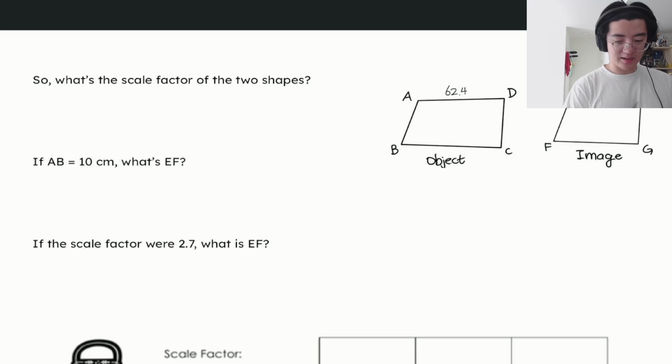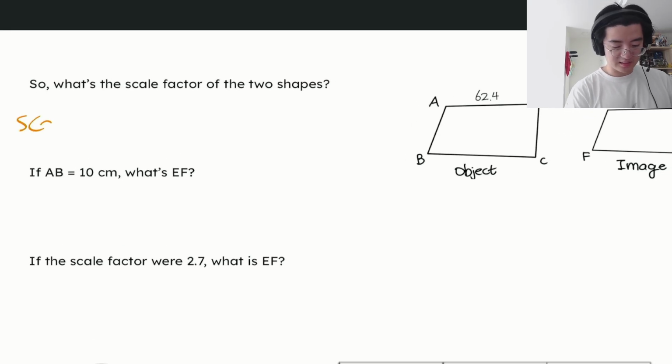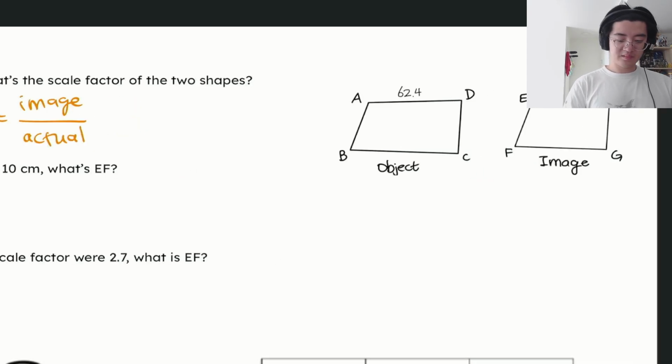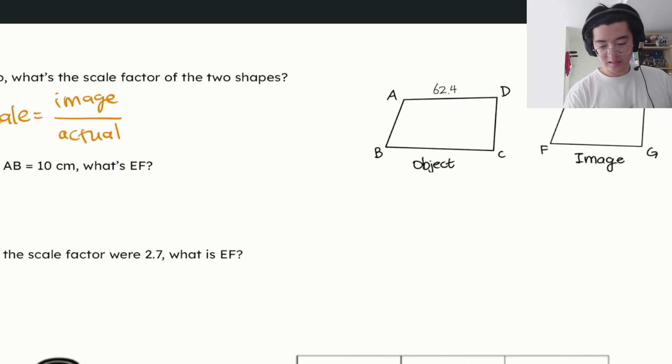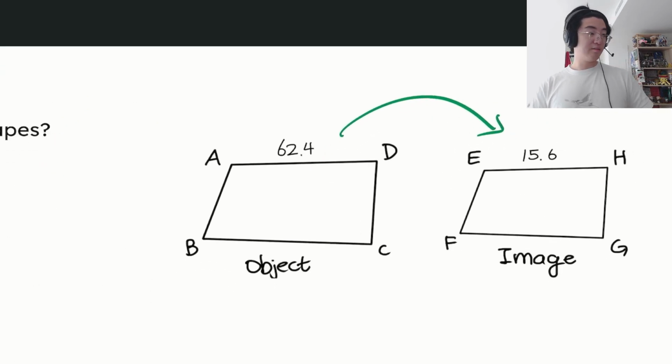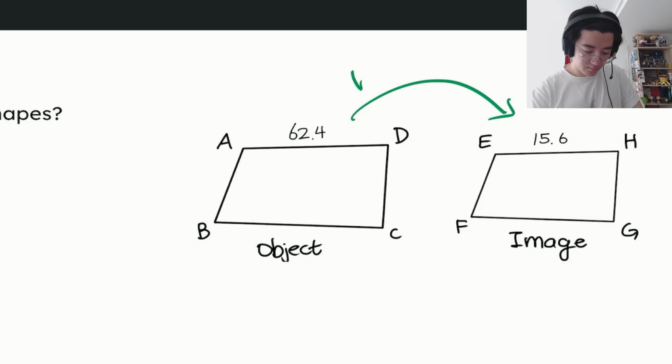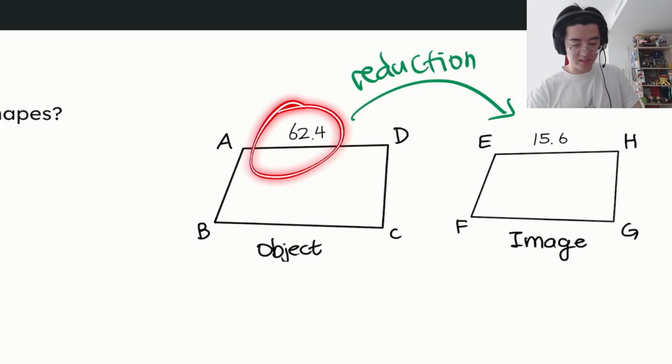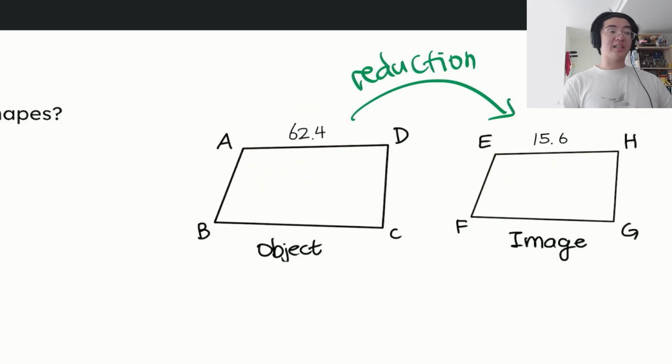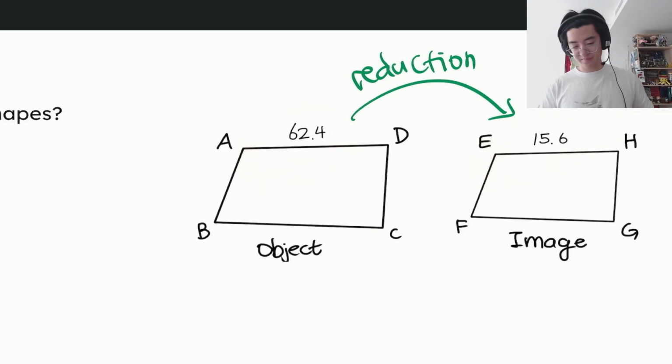Right? So we can see this in practice here. What's the scale factor between the two shapes? Once again, scale is the image divided by the original, or the actual thing. You can see here, to go from the original object to the new image, we underwent a reduction, because the number got smaller. So the scale factor has to be smaller than 1.